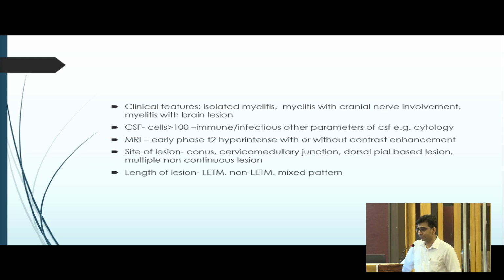MRI shows early involvement, generally hyperintensity along with contrast enhancement. Site of the lesion: particularly conus involvement, cervicomedullary junction in case of NMO, dorsal pial-based lesion in case of sarcoidosis, and multiple non-continuous lesions in case of paraneoplastic myelopathy. These are the immune mediated myelopathy clues. And length of the lesion: LETM is particularly common in NMO and MOG, non-LETM lesions are particularly common in MS, and a mixed pattern can be seen in NMO as well as MOG.